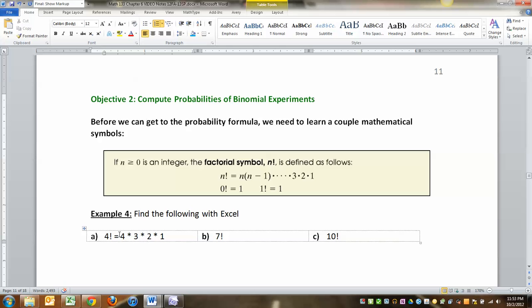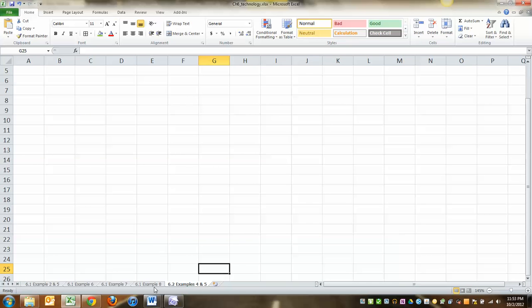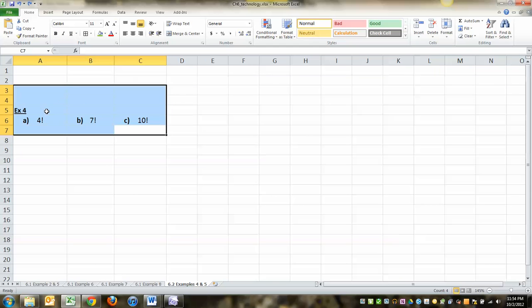Now, luckily for you, we have Excel, and we're going to make Excel do a lot of this. So let's see, this is going to be example 4 up here. So we wanted to find 4 factorial. This was letter A, right? All right, there they are. I figured, why reinvent the wheel, right? Let's just copy and paste.